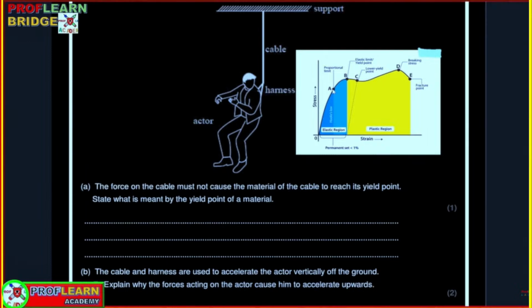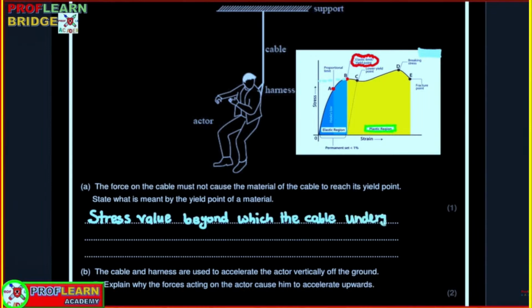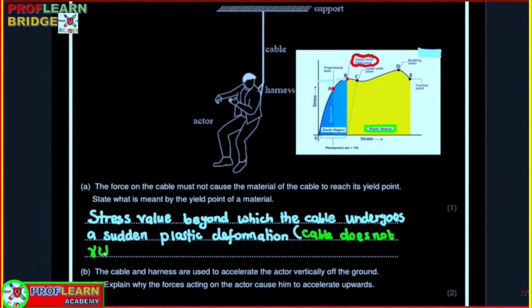Now, state what's meant by the yield point of a material. We have mentioned that, so we can now say yield point is the point B, or the yield point. Let's try to give a precise definition there. Stress value beyond which the cable undergoes a sudden plastic deformation.